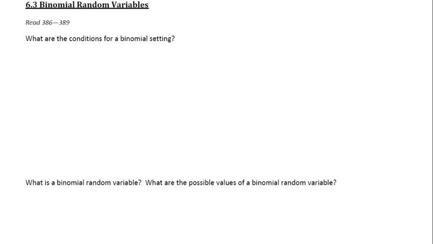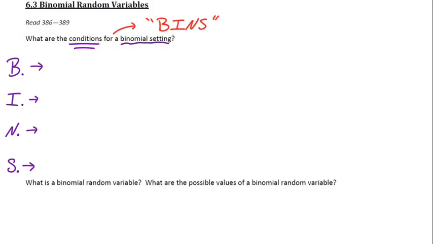So these notes are about binomial random variables. And a binomial distribution has its own set of conditions. For you to remember that, I'm going to give you an acronym, and that acronym is BINS, B-I-N-S. We've seen conditions before for a normal distribution or a t-distribution. The conditions for a binomial distribution are a little bit different.